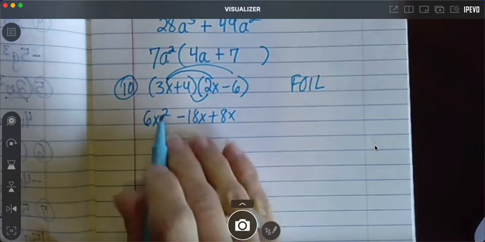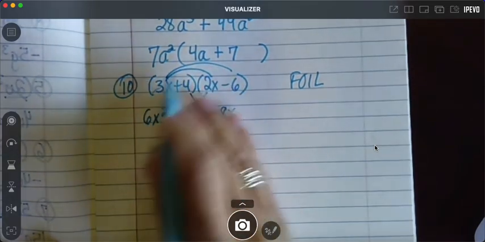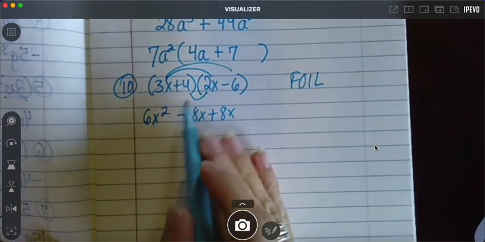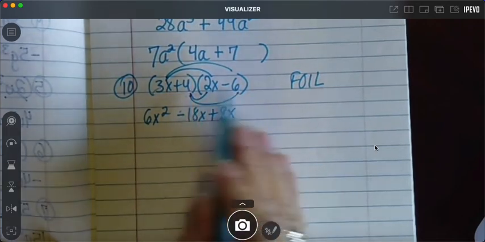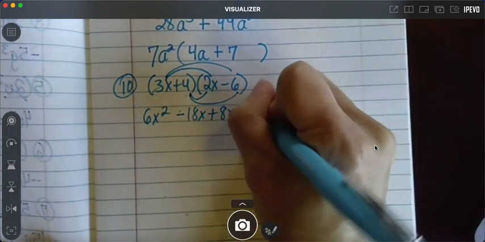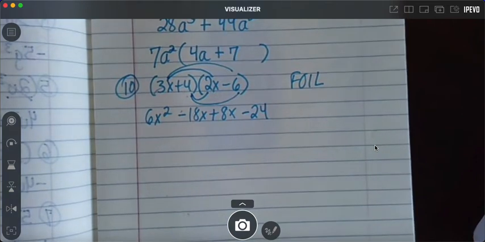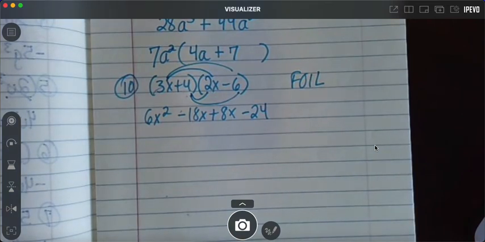What's 4 times 2x? 8x. So I did the first terms, the outside terms, now my inside terms, and now the 2 last terms. What's 4 times negative 6? Negative 24. And usually you can add the 2 middle items.